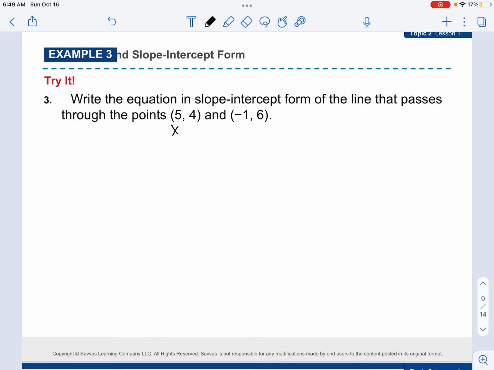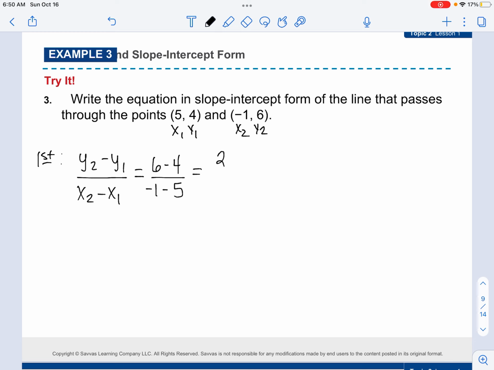So I'm going to label first. Calculate my slope. So 6 minus 4, negative 1 minus 5. We end up with 2 over negative 6, which can be reduced to 1 over negative 3.